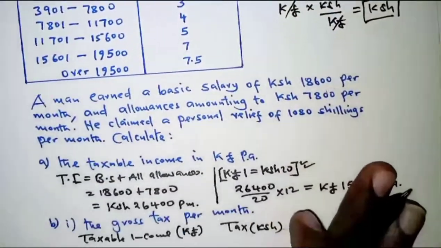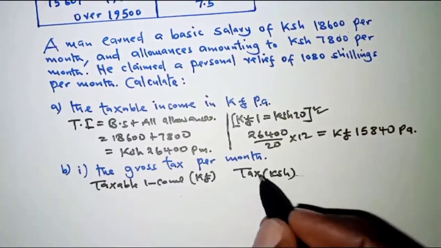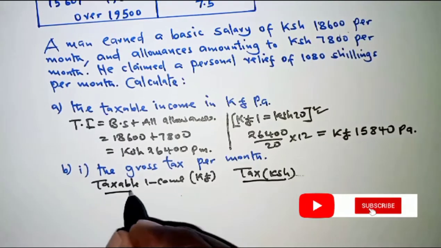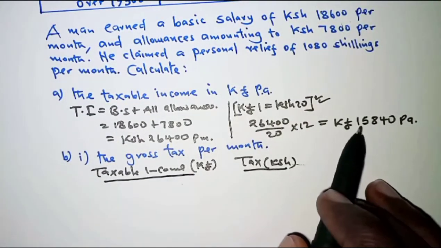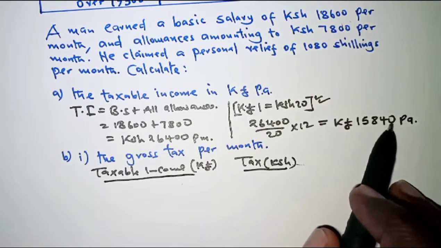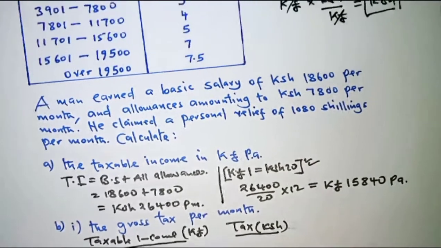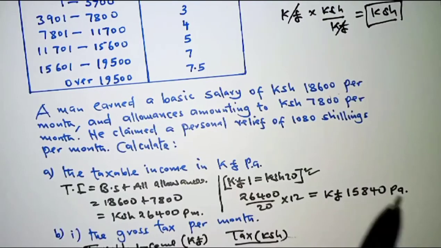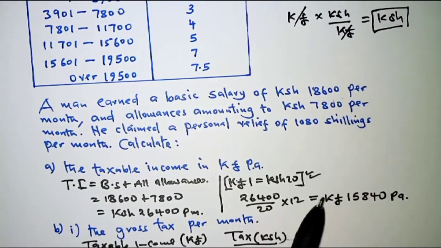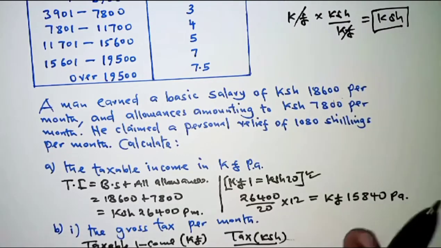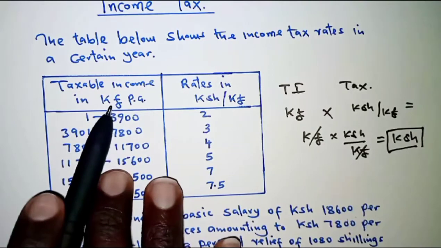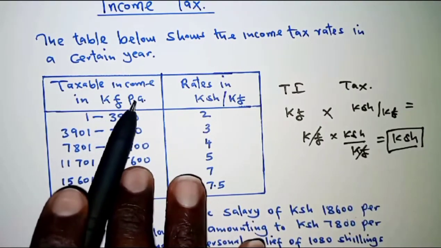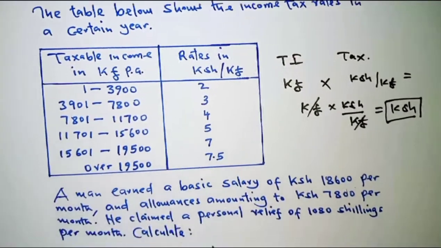So using this, we are going to use whatever we have right up here, 15,840 in the table here. So this is the amount we are taxing. And remember, we had to express this in Kenyan pounds per annum, because on the table whatever we have here is Kenyan pounds per annum, so they need to match.